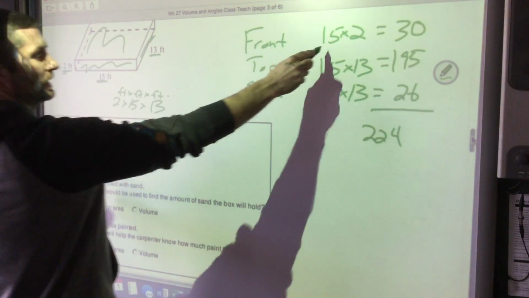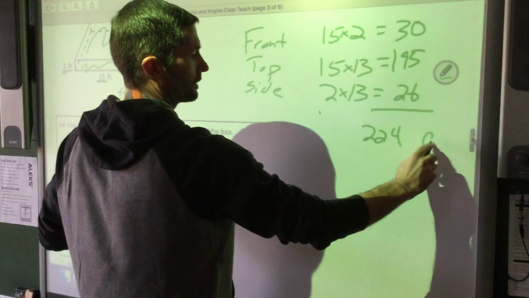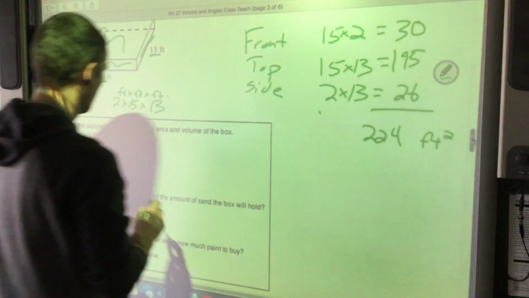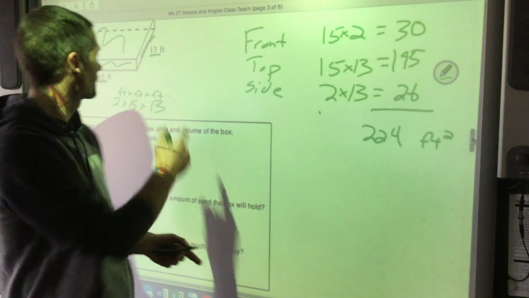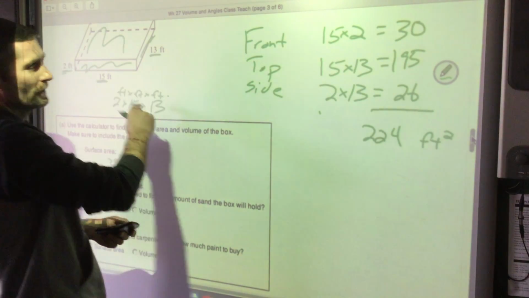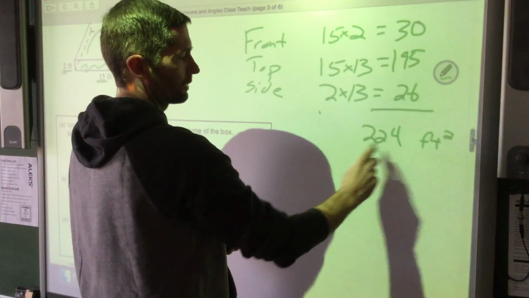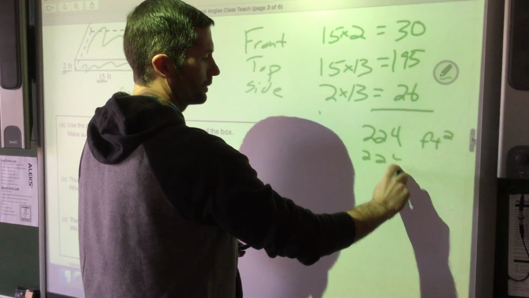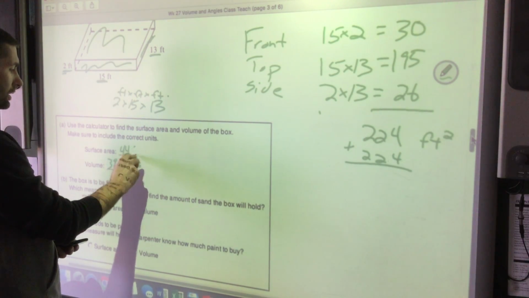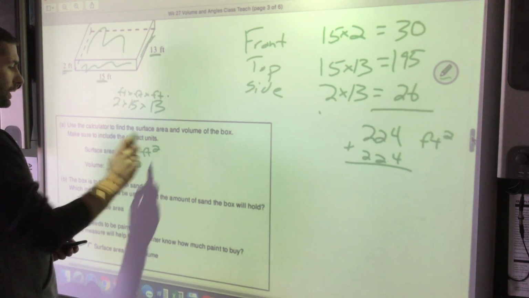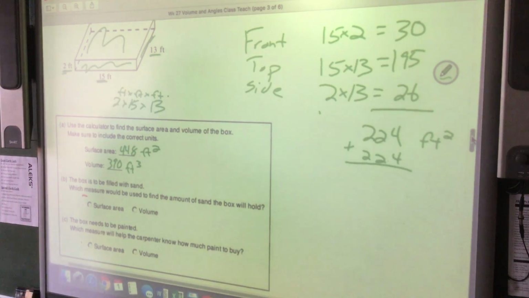Now this is what we see. It's feet times feet, so it's feet squared. These are all feet squared. Okay. Oh, but that's just what we see. That's not the whole box. There's 3 on the opposite side that we don't see. So 224 plus 224, or 224 times 2, is 448 feet squared. Be careful with the labels.